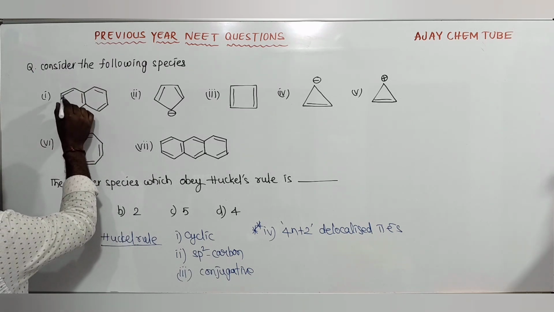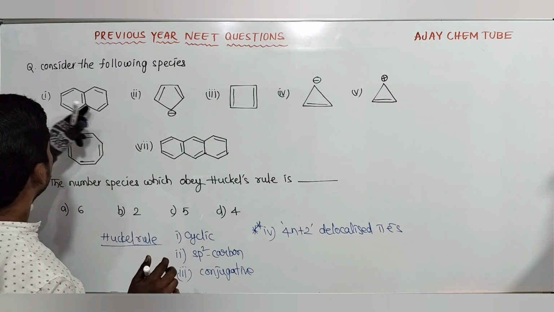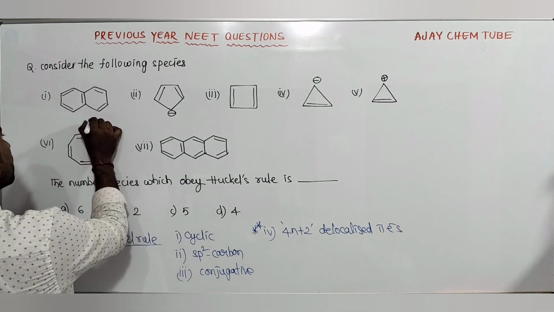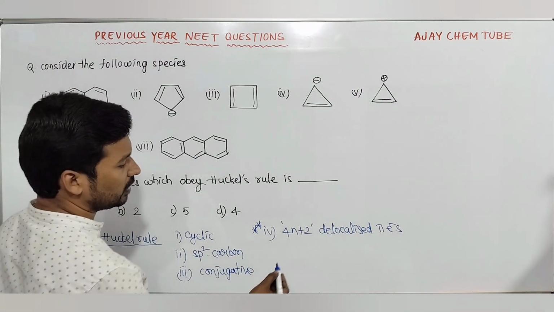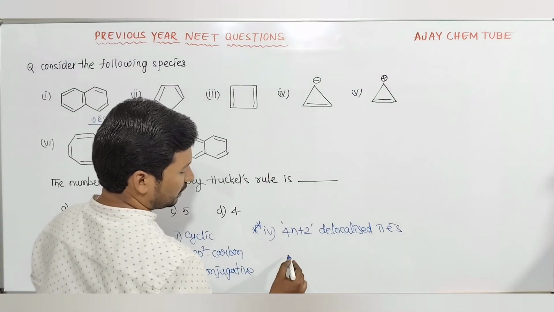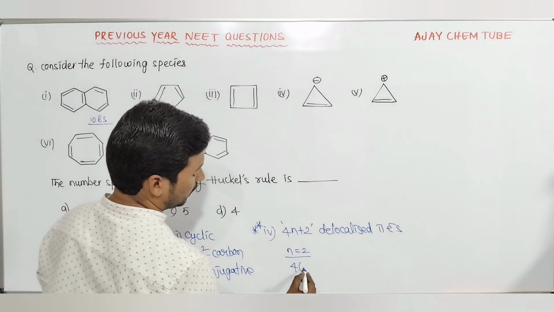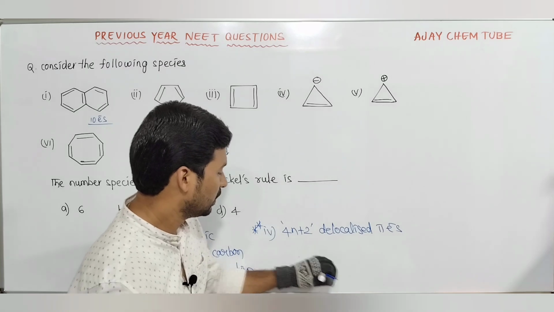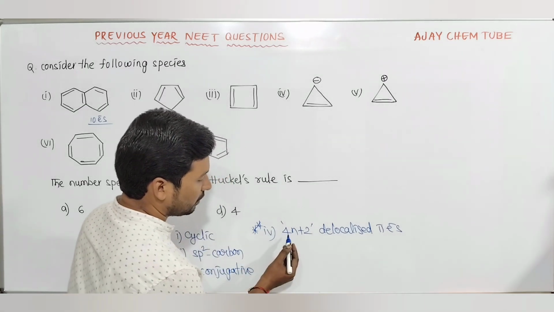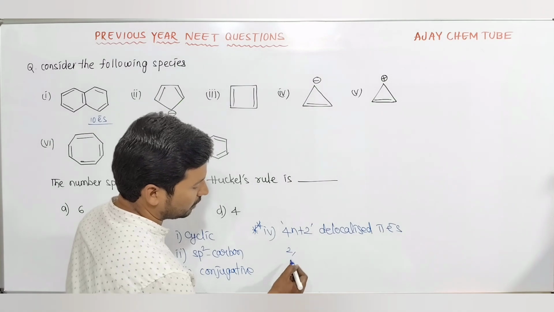How many pi electrons here? Each pi bond contains 2 pi electrons. Here 5 pi bonds contain 10 electrons. Is 10 a Huckel number or not? Yes, 10 is a Huckel number. If you take n equal to 2, that means 4 into 2 plus 2. You can take any number, all those are Huckel numbers. For example, n equal to 0, 4 times 0 plus 2 is a Huckel number.